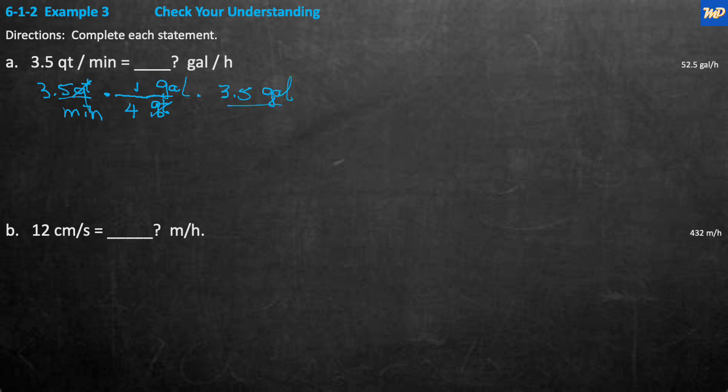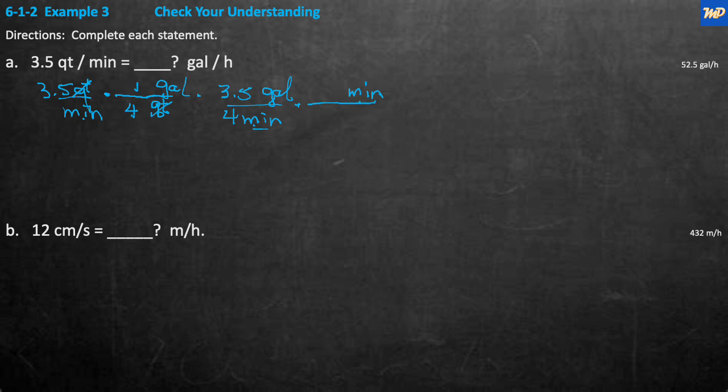Gallons divided by 4 minutes. Okay, so now we've gotten to the gallons part. Now we have to get to the hours part. So in order to get rid of the minutes and go to hours, the minutes have to be removed and replaced with hours. So we're going to put the minutes on top because it's in the denominator here on the left. We're going to put it in the numerator to get rid of it.